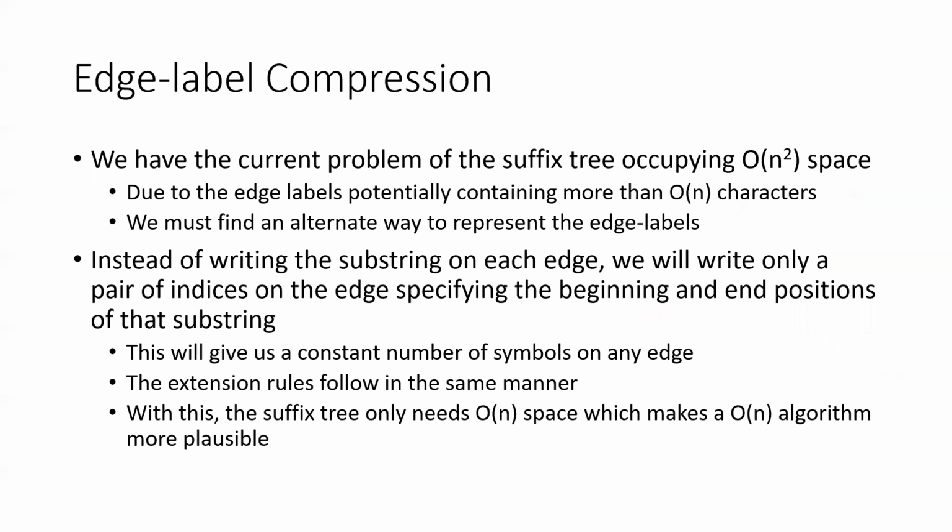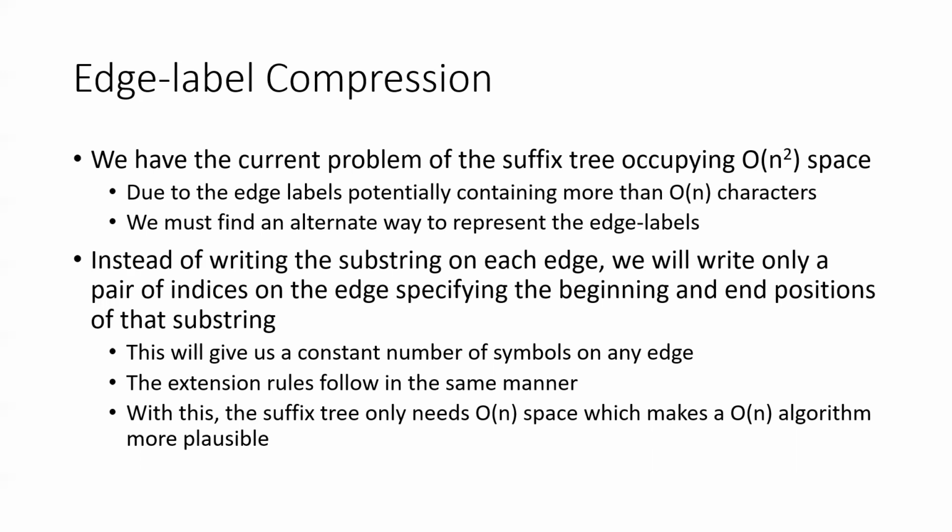Currently we have the problem where the suffix tree occupies n squared space. This doesn't bode well for us if we're looking for a linear time algorithm if our tree is occupying n squared space. But we can fix that with edge label compression. Currently it's occupying n squared space just because there's potential for the edge labels to contain more than linear, big O of n, characters.